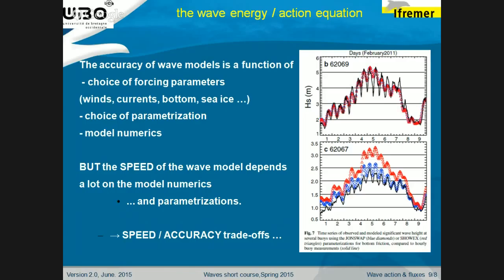In the end, the accuracy of the wave model is a function of essentially three things. One is the choice of the forcing: the wind speed you use, the currents, the knowledge you have of the bottom, the ice if you're going to a region with ice. Then it's a function of the choice of parameterizations, especially for parameters which are less common than the wave height: funny directional distributions, noise sources, fluxes of energy. You can have some surprises with one parameterization or another.